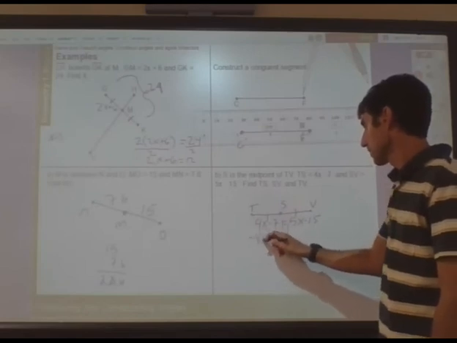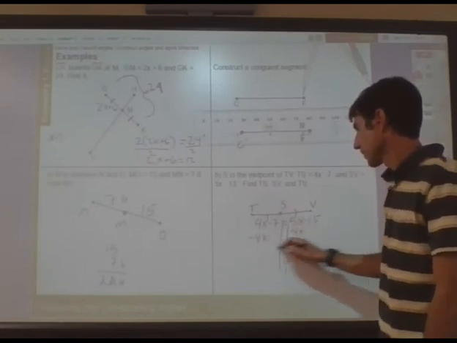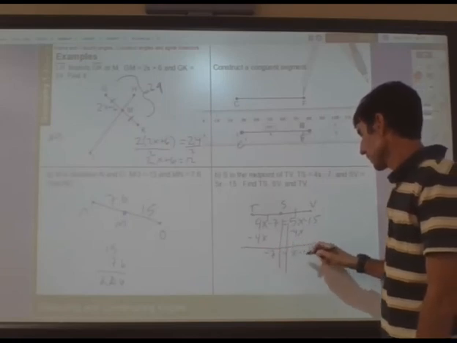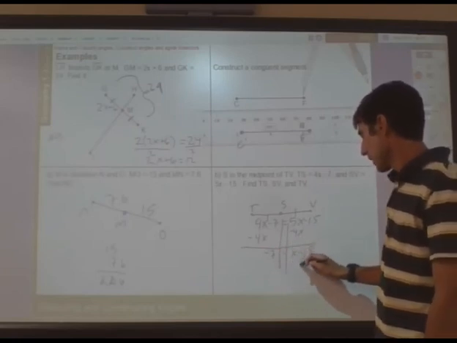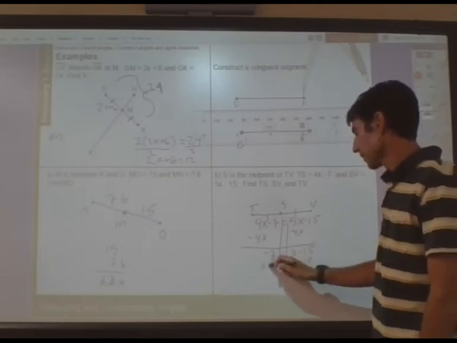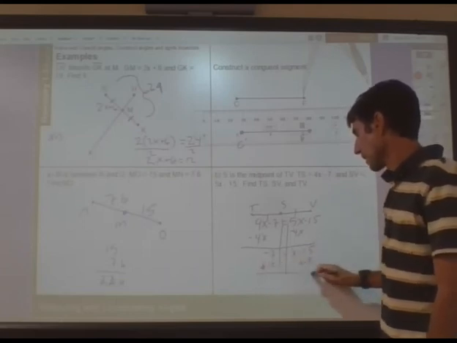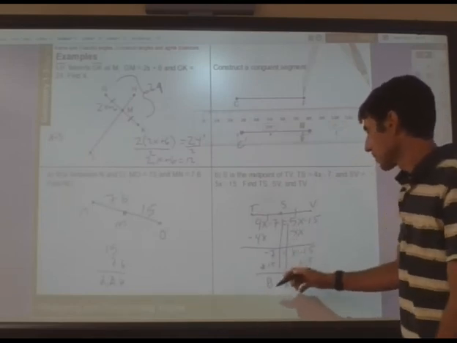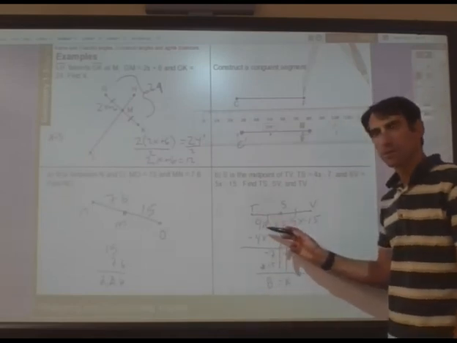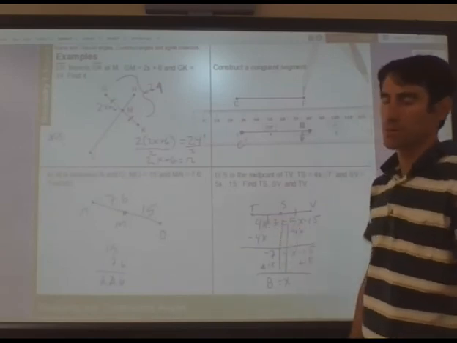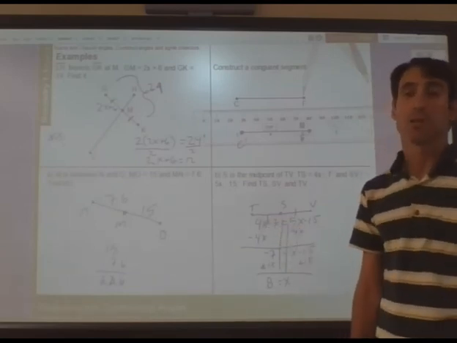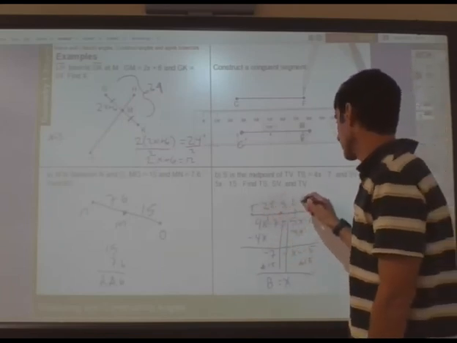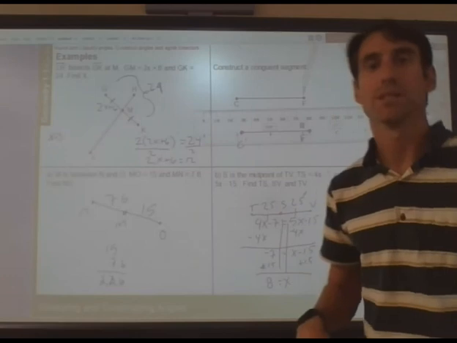Minus 4x, minus 4x. So I get negative 7 is equal to x minus 15. All right, so then I will add 15, and I will get 8 is equal to x. Great. So 8 times 4 is 32. 32 minus 7, I'm having troubles with 7s today, but I'm pretty sure it's 25. So that means this is 25, this is 25, and the whole segment is 50.